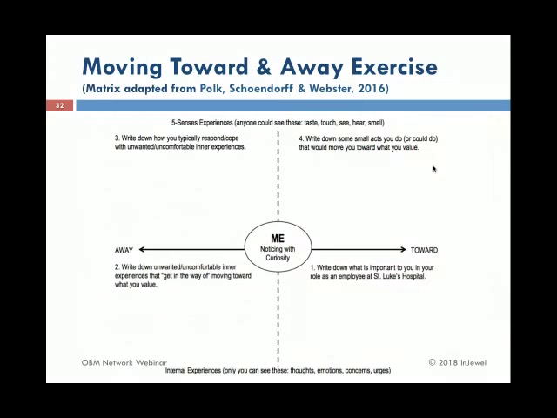When you look at the matrix, you'll find that they talk about sorting our behavior as toward moves or away moves. You can see I've called this my moving toward and away exercise. These are overt behaviors. So these are things that we can measure as behavior analysts and that individuals themselves can self-monitor. They can monitor the behaviors that they're engaging in that either move them toward or away from who or what is important to them. And away moves are not necessarily bad moves. Those can be protective moves.